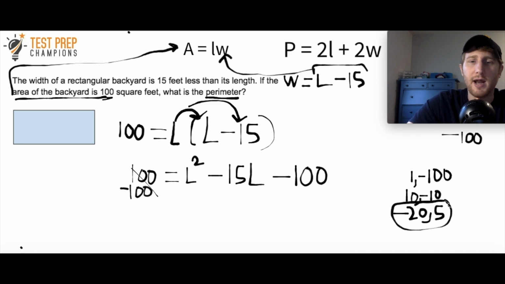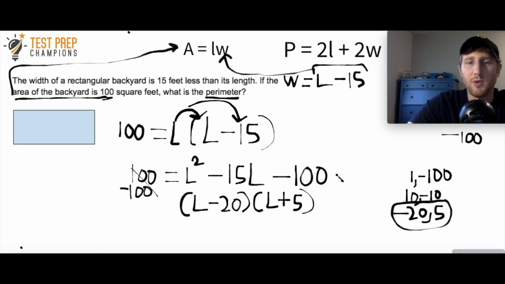Okay, and I know I'm throwing a lot at you right now, but you're doing a really good job if you're following me so far. So basically, what I want to do is rewrite this, and I can do L minus 20 and L plus 5. All right, so it's L minus 20 because there's a negative in front of this 20, and it's L plus 5 because it's positive 5. So basically, all I did was factor this quadratic equation, okay? And this is what I got.